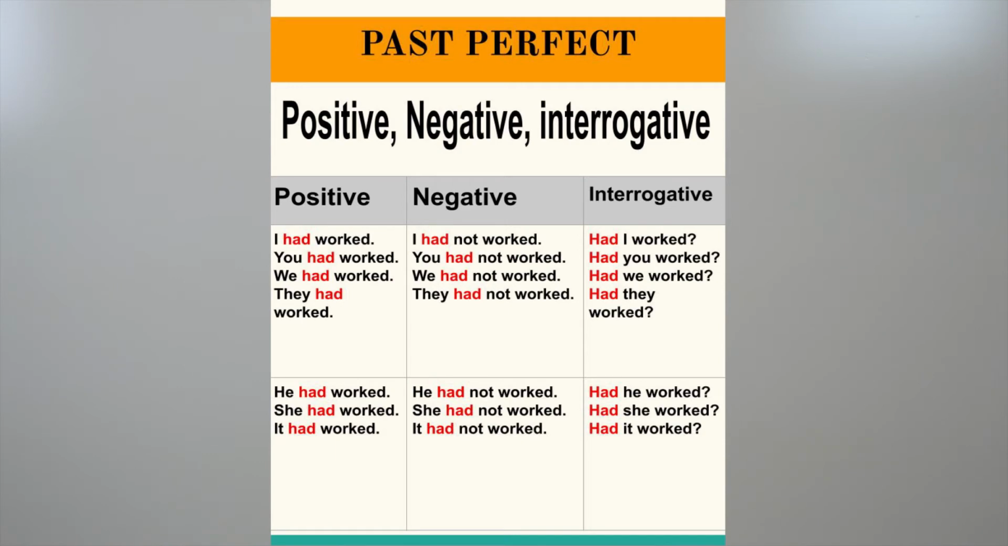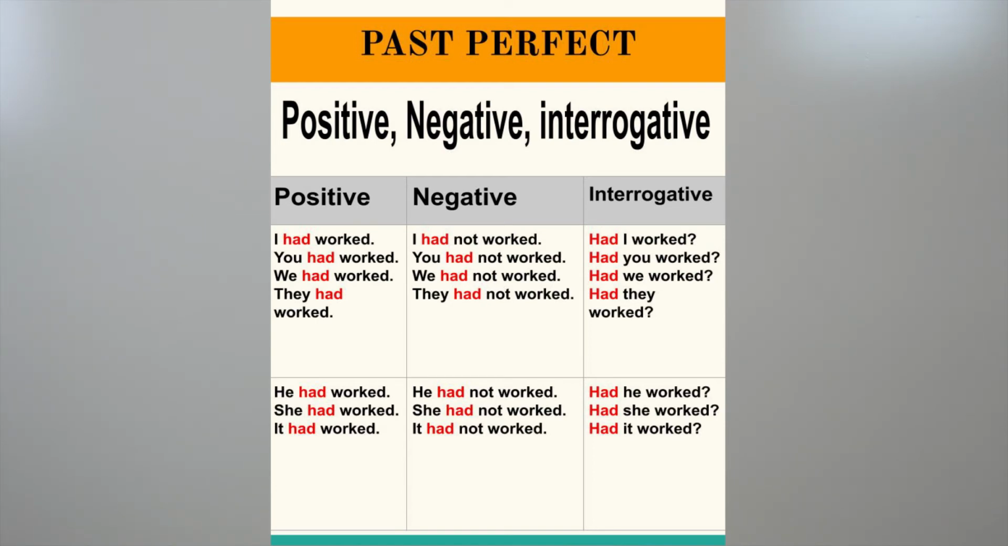In the positive, the short form of these sentences sounds like this. I had worked. You had worked. We had worked. They had worked. He had worked. She had worked. It had worked. In the negative, I had not worked. You had not worked. We had not worked. They had not worked. He had not worked. She had not worked. It had not worked.